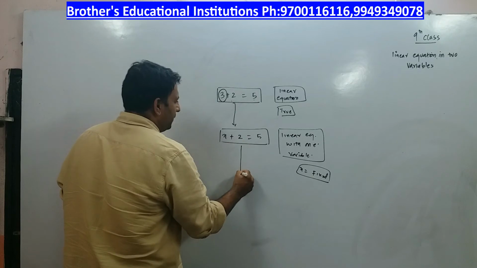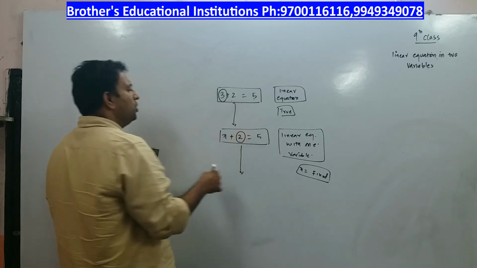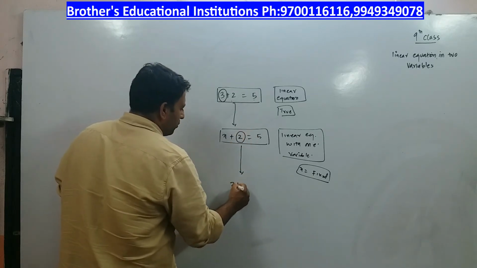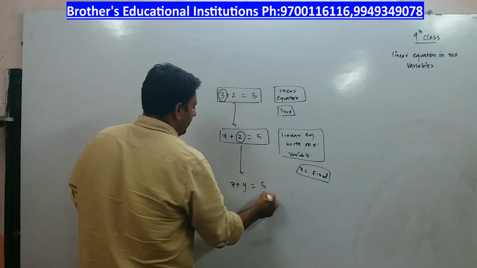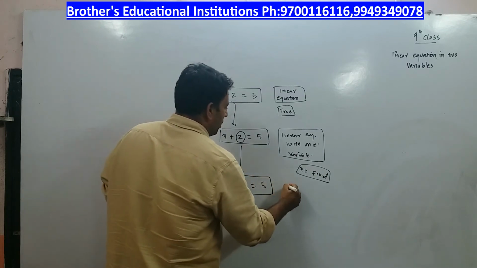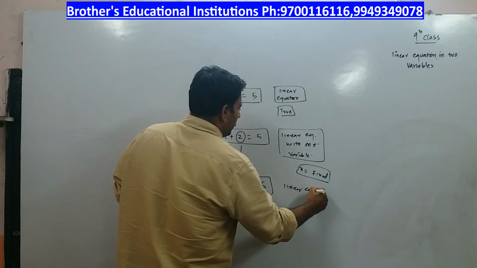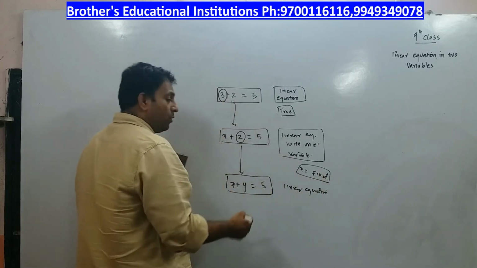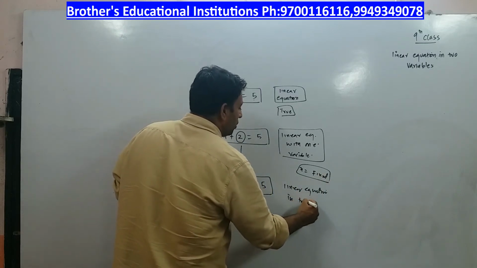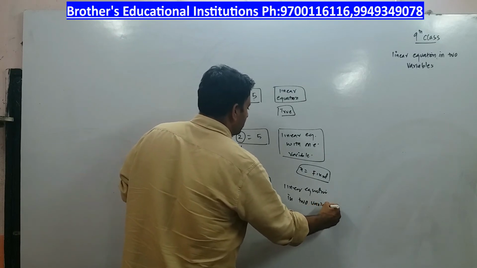Now, what if I replace this 2 also with some other variable? So what will I get? x plus y is equal to 5. It is called a linear equation in two variables.